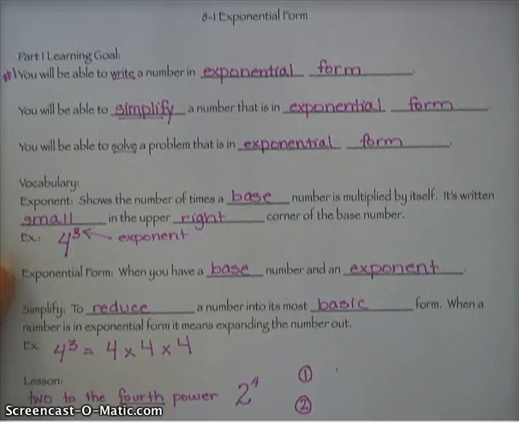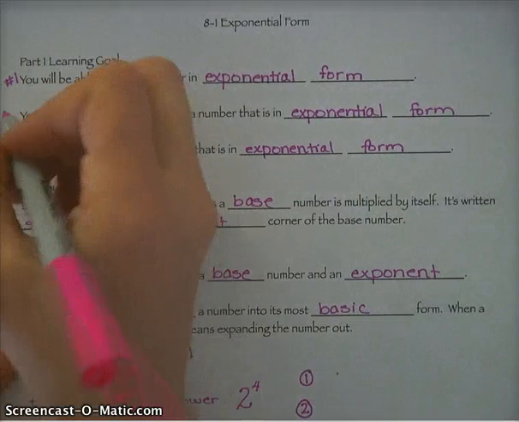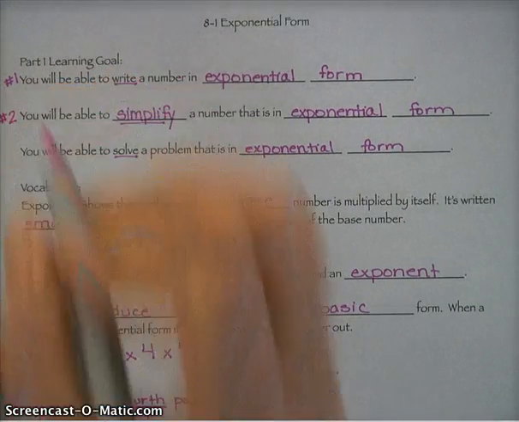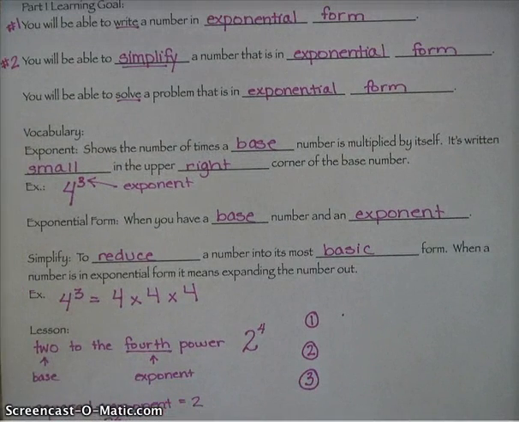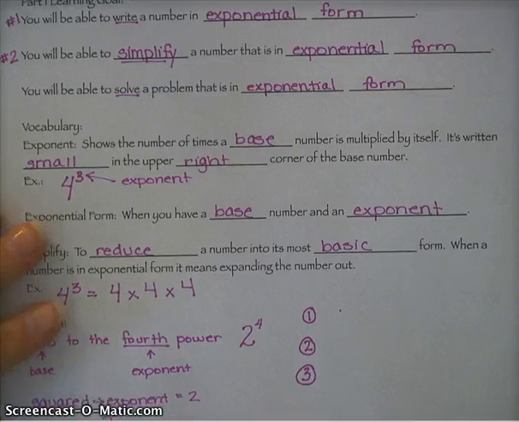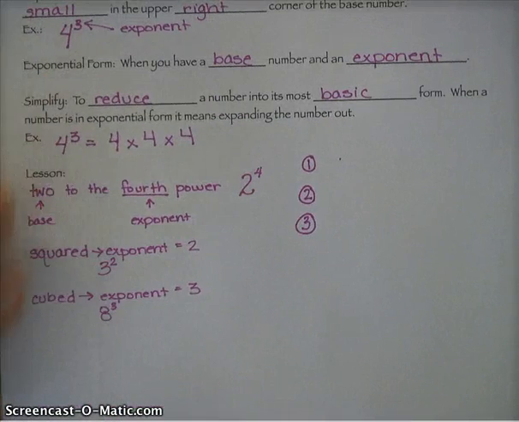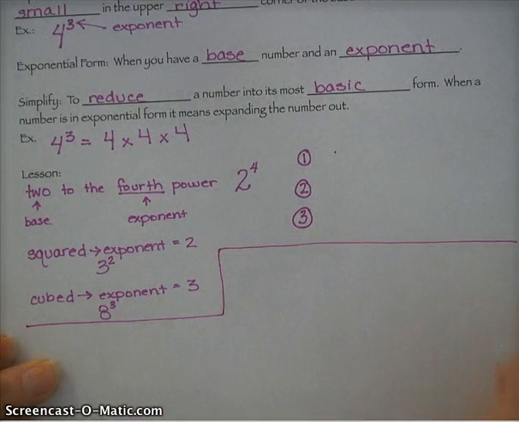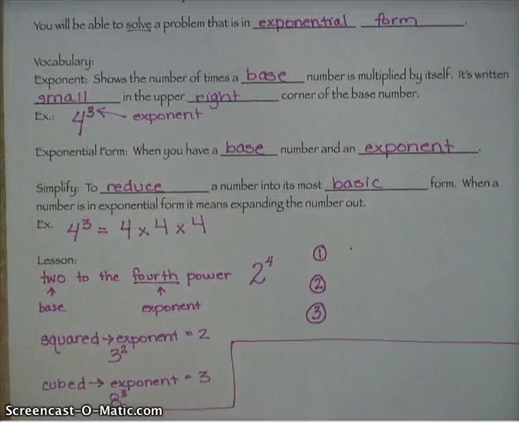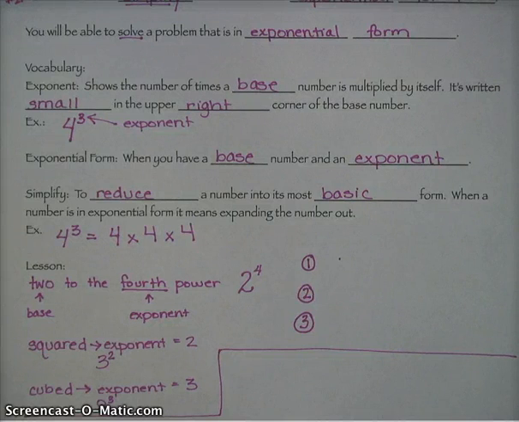Now we're going to move on to our learning goal number 2. Learning goal number 2 was to be able to simplify a number that's in exponential form. If I'm simplifying a number, and I'm just going to draw a little line here so we can keep our space, simplify, remember, means to reduce it into its most basic form.